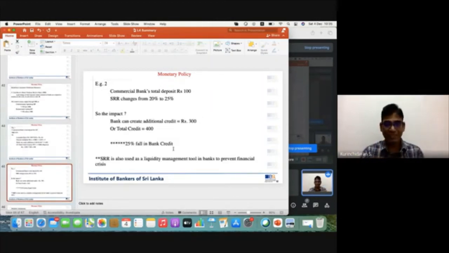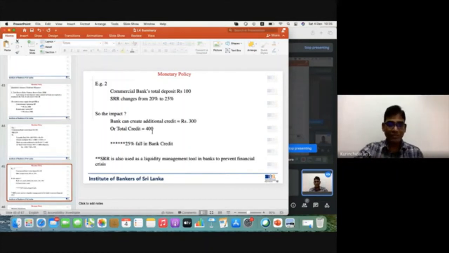I think I have given here a change from 20 to 25%. What will happen? Bank credit will be 400 this time. So when you increase the SRR by 5%, you are going to reduce the total credit by 100. So the central bank will change the rates and control the credit creation capacity.